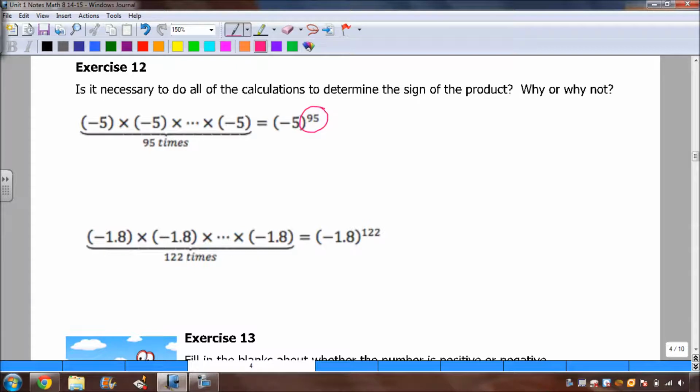This exponent is an odd exponent, right? Which means that 94 of the negative 5s that are being multiplied together will have a partner, but there's going to be one negative 5 left over, which means that I will have a negative answer, okay? So the answer to this question is no, it's not necessary.